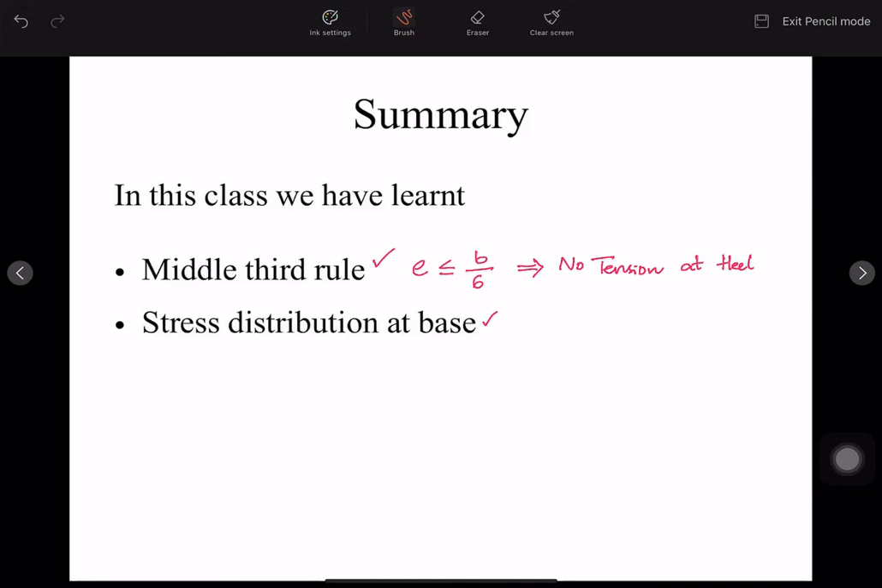What is meant by tension at heel? Why, if it is not followed, will there be a tension at heel? Simple. See, this is B by 3, B by 3, and B by 3. What if R passes like this? So let us suppose R is not following this middle third rule, and R is crossing this limit and passing through the last middle third part of the base of the dam.